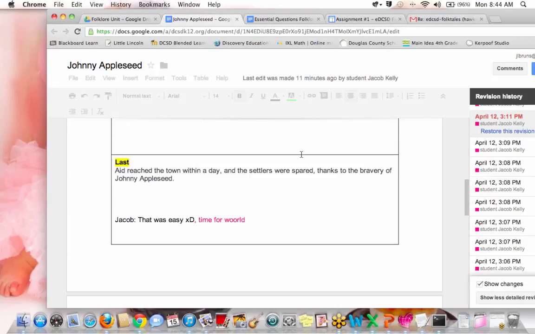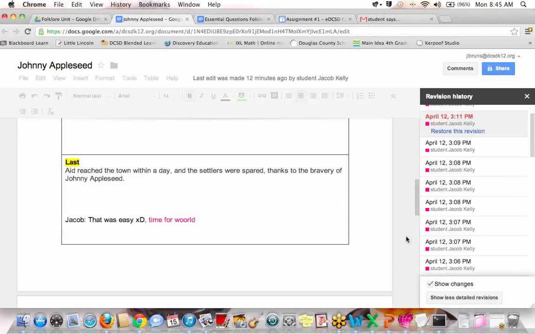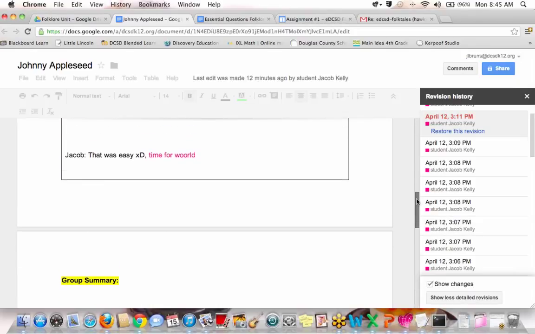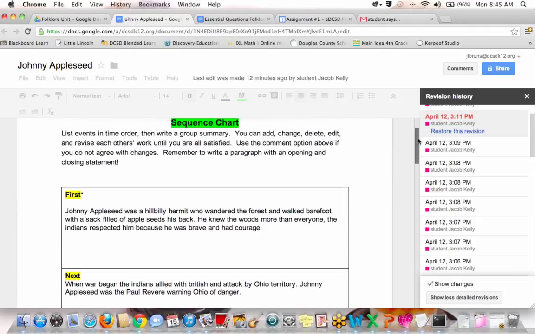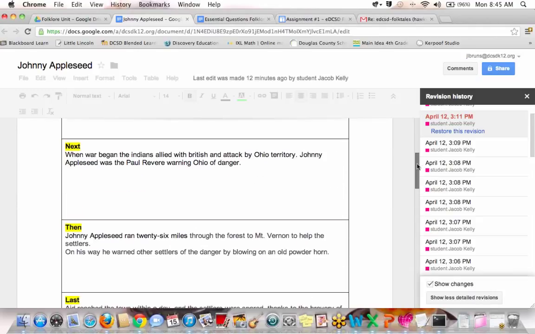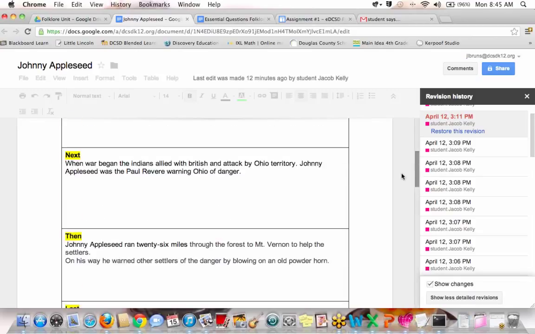And then last, aid reached the town within a day, and the settlers were spared thanks to the bravery of Johnny Appleseed. So this is kind of an interesting story because we think of Johnny Appleseed as the person who went all around the Midwest and planted a bunch of apple trees. But it seems like he might have done something a little bit more important. What was the most important thing that Johnny Appleseed did?